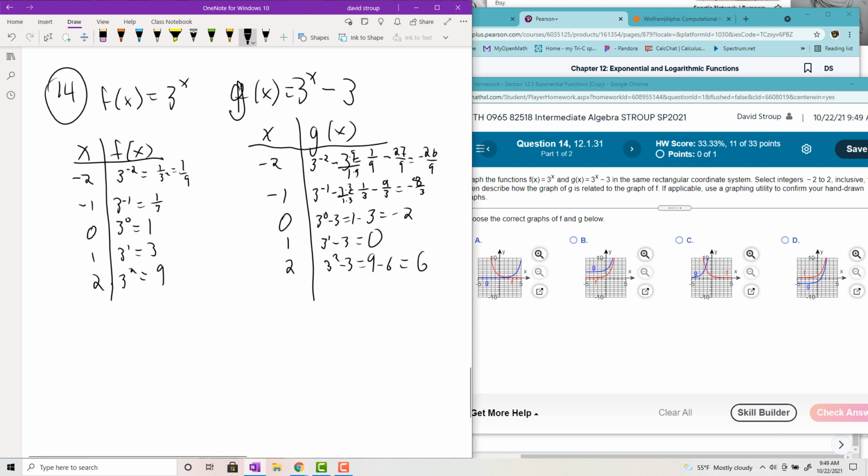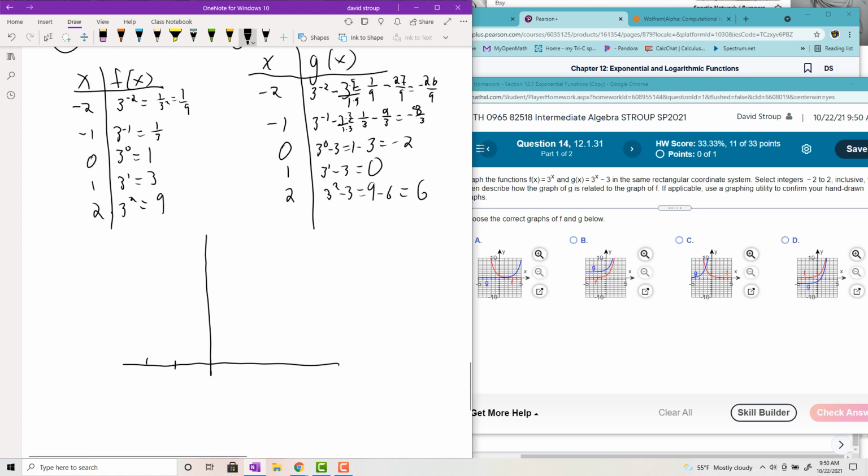Okay, so we want to graph both of these guys in the xy plane. Okay, so 1, 2. And I could tell I need to go down a bit. What is that? Probably like a 2 point something. So I need to go down a little, just a little bit. Then 1, 2, and I need to go up to 9. 2, 3, 4, 5, 6, 7, 8, 9. Okay, so f of x at negative 2, it's 1/9. Then it goes up to 1/3. Then it goes up to 1. Then it goes up to 3. Then it goes up to 9.